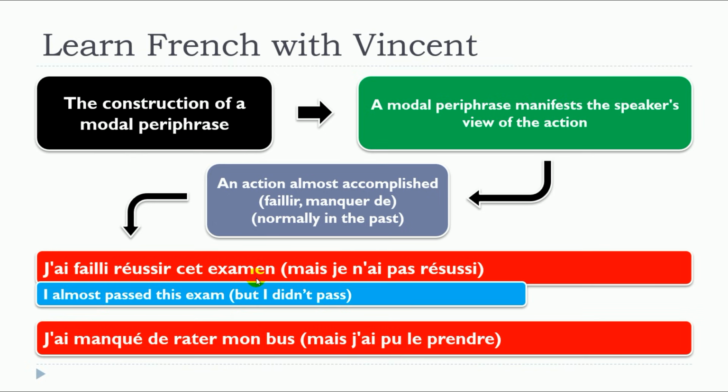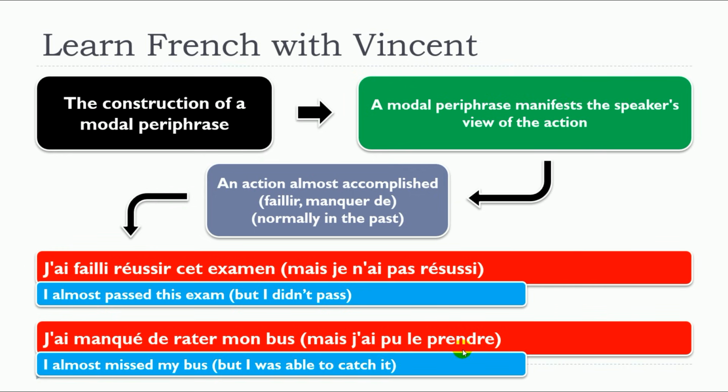And then let's see now with manquer de. J'ai manqué de rater mon bus, implied, mais j'ai pu le prendre. J'ai manqué de rater mon bus. So as you can see, in these two cases, we're using faillir and then manquer de in the past tense to express this concept of action almost accomplished. J'ai failli réussir cet examen. J'ai manqué de rater mon bus.